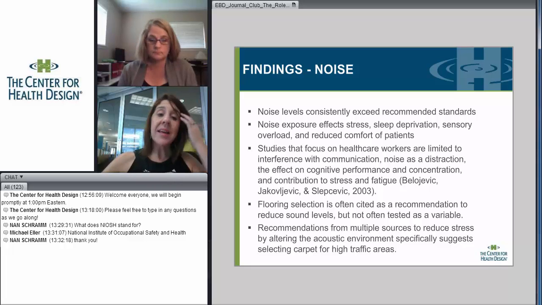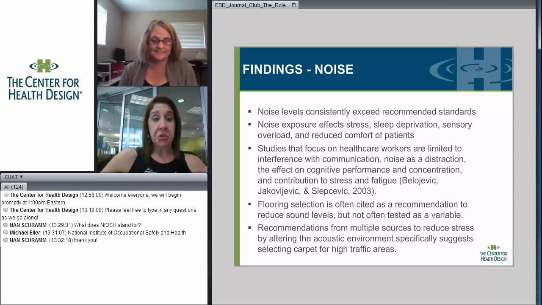Well, you just made me think of another thing. I know you have been working on another study. A lot of folks will specify rubber flooring in the NICU, for instance, in order to reduce the sound, but can you give us a little sneak peek about what you found with respect to rubber flooring and noise?